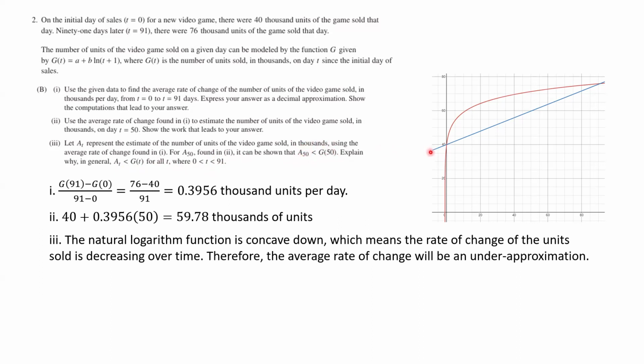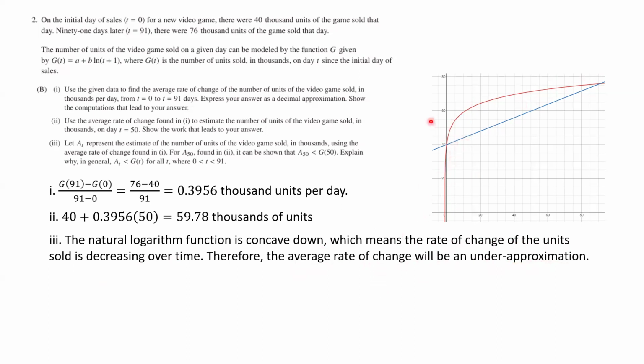Why is that? Well, you can even see from the model that I drew here. You could use the graphing calculator to help visualize, but you don't really need it. This is how it looks. And as you can see, your A, which is this line, is always under G from 0 to 91. Okay, so we have to explain why though. It's precisely because this natural log is concave down, which means the rate of change of the units sold is decreasing over time.